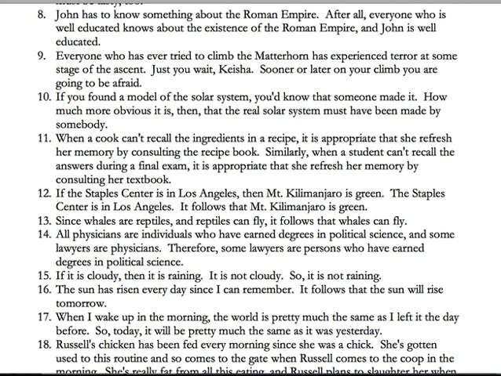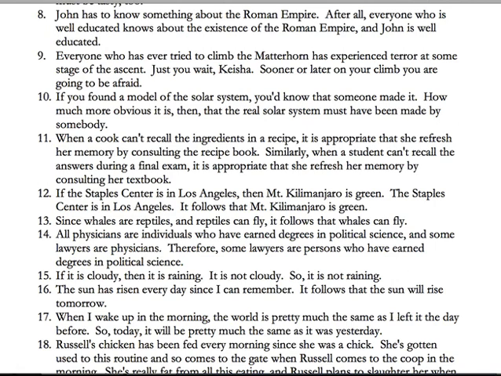Argument 11. When a cook can't recall the ingredients in a recipe, it is appropriate that she refresh her memory by consulting the recipe book. Similarly, when a student can't recall the answers during a final exam, it is appropriate that she refresh her memory by consulting her textbook. Now, this argument is also an analogical argument, as number 10 was, but it's not a very good one. The analogy doesn't hold.